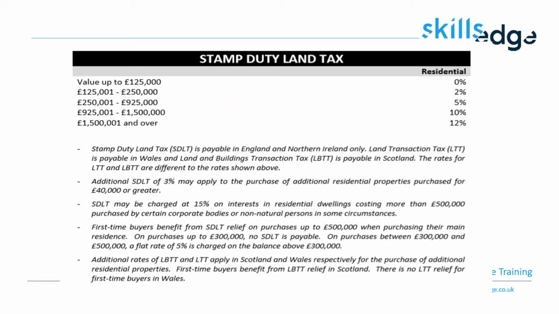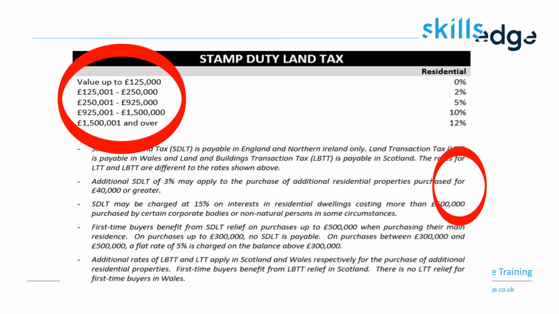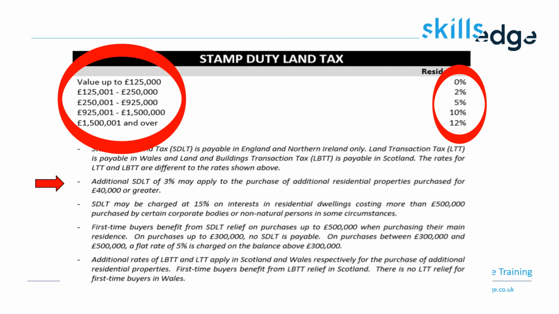Stamp duty is chapter 7 in the CII study text. There won't be many questions in the R03 exam, but the good news is that you have a lot of information about the thresholds and rates on the tax tables. And don't forget that if you're buying a second home that is not your first main residence, then you will have an extra 3% charge on each threshold. And if you've just completed R02, then you'll already be comfortable with stamp duty.